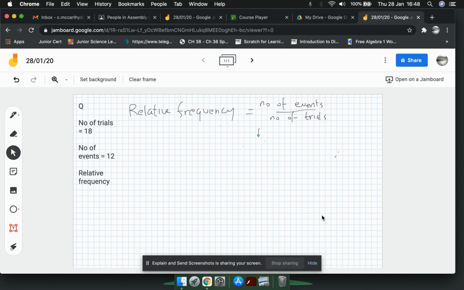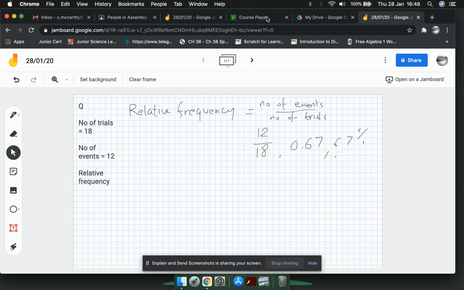So 12 out of 18, when you work that out in the calculator, you should find, or even simplify it to 2/3, you will find that it is 0.67 as a decimal, or it is 67%. 67% is the answer for that one. Right, 67%. So that is his relative frequency.